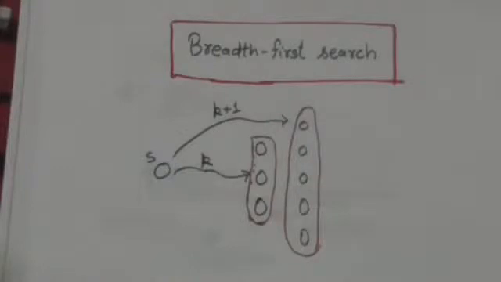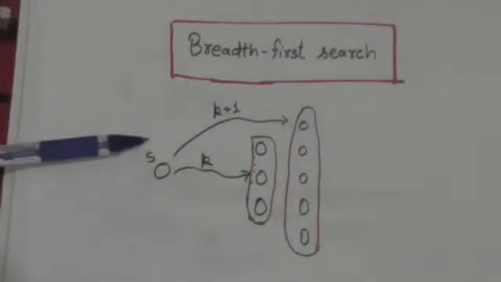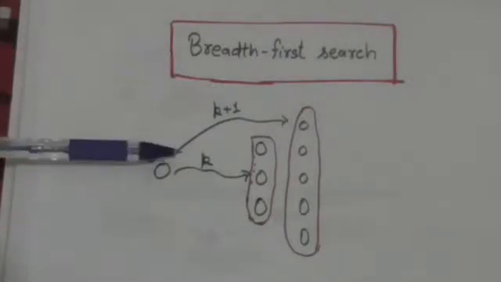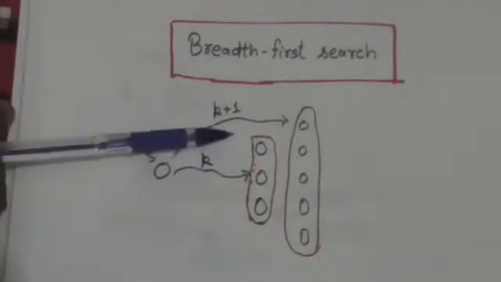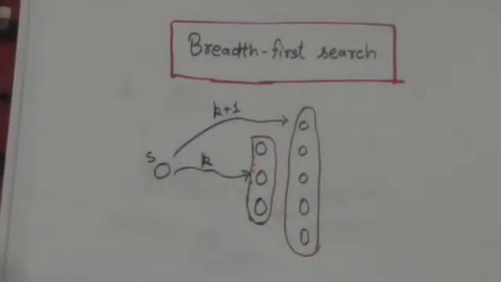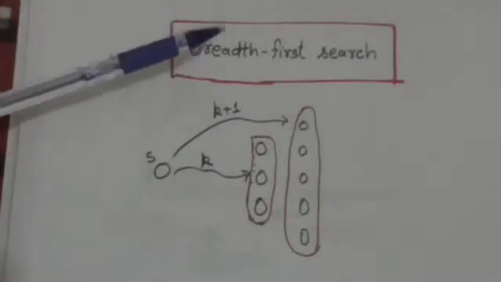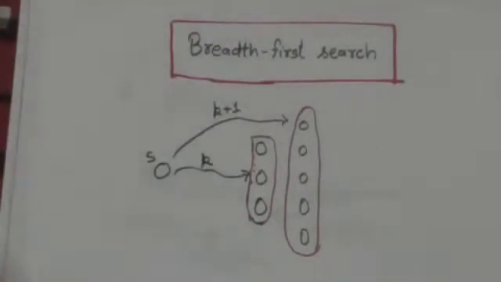In this algorithm, we start searching the graph from a particular vertex called the source vertex, usually denoted by S. This algorithm discovers all the vertices which are at distance k from the source vertex before discovering any vertex which is at distance k plus 1 from the source vertex. So the search proceeds in breadth first manner.